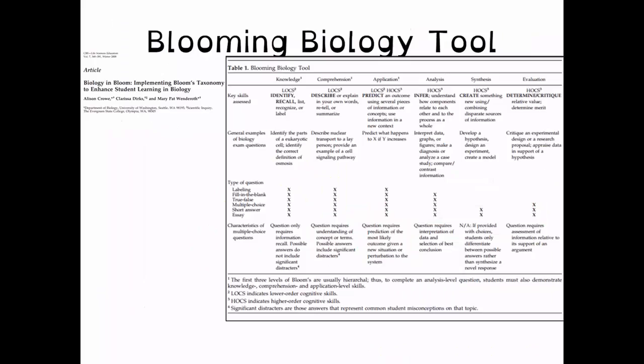Now there's this really good tool. I have a link to it later in this, here's the paper. It's called the Blooming Biology Tool. And it's a way to look at your assessments or to create an assessment. And you can see what kind of level of Bloom's you want. Do you want application, analysis, synthesis, and evaluation? And what kind of question you need to use.